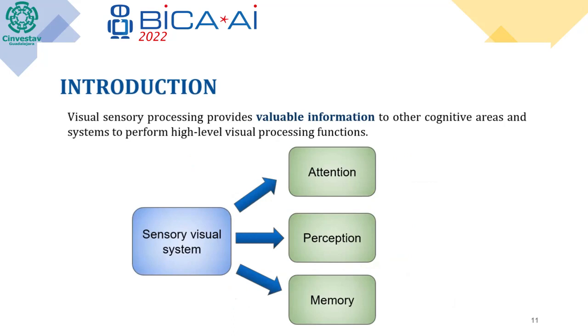The visual sensory system is important because it provides valuable information to other cognitive areas and systems to perform the high level visual processing functions. We can see also the difference between the sensory system and high level visual processing or perception: here we do more unconscious processing, and perception is more conscious. The visual system is providing information mainly to attention, perception, and memory.